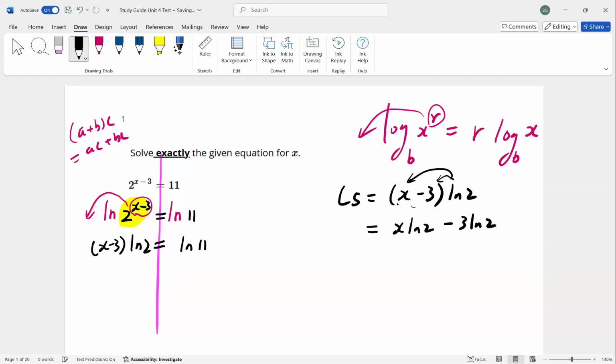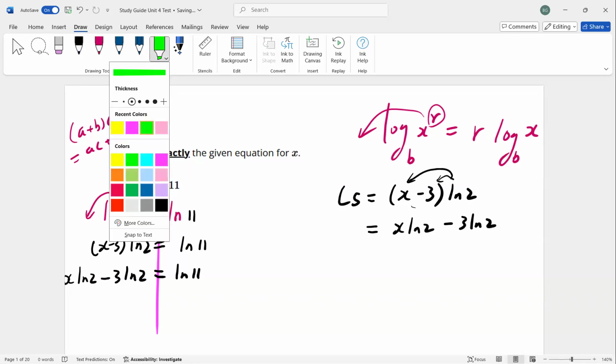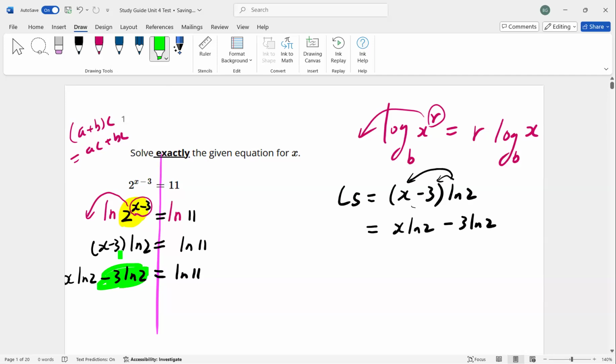Give each member in the parentheses ln2: x times ln2, minus 3 times ln2. So the left side is x times ln2 minus 3 times ln2 equals the right side, ln11. Our goal is to isolate x, right? Now, this is just a number. It looks complicated, but it's just a number. We want to get rid of the number, so we add 3 ln2 to each side.